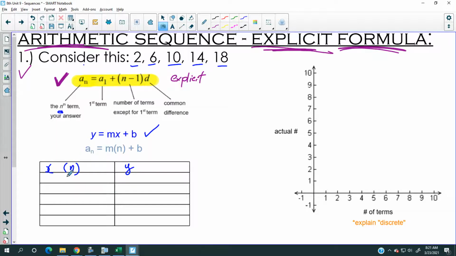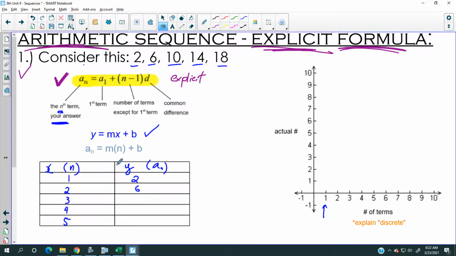For example, look at this table here: first term, second term, third term, fourth term, fifth term, and so on. What's the first number in this sequence? It's 2. So n is the term number, and a of n is the actual number of the term, the nth term, your answer. What's the second term? 6.